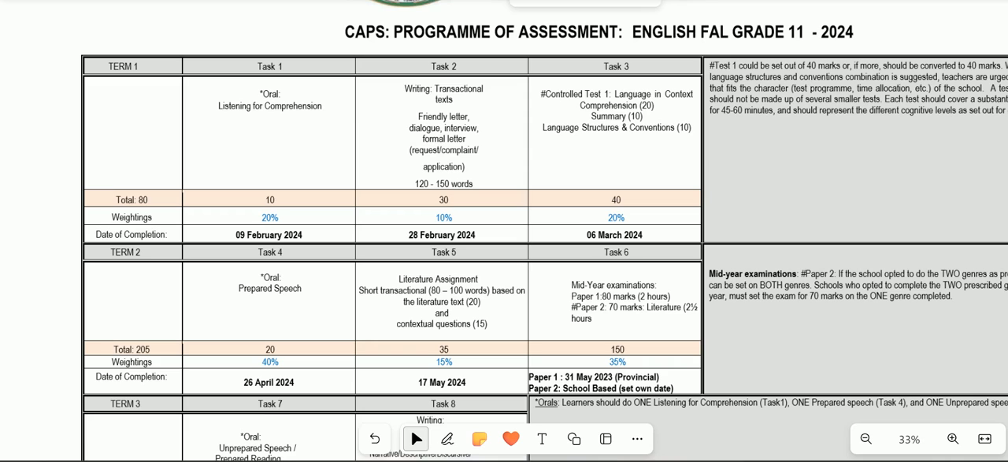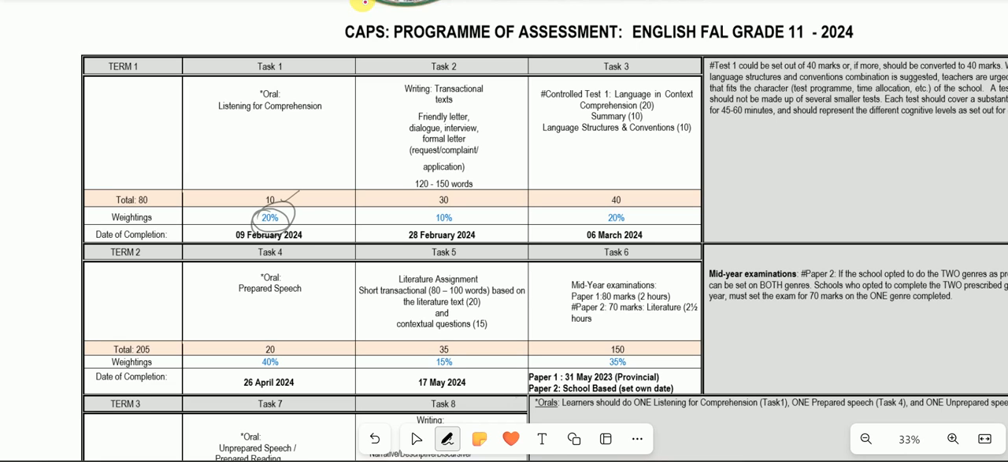So for term 1, you are going to have only 3 tasks in grade 11. And the task that you are going to have here is oral, which is listening for comprehension, and it's 10 marks. Those 10 marks are going to contribute 20% to your CASS mark. This is where your educator will read a text, but I believe that you are going to have already done this. This is going to be done informally first as a preparation for a formal one.